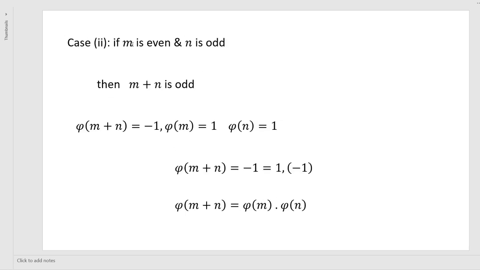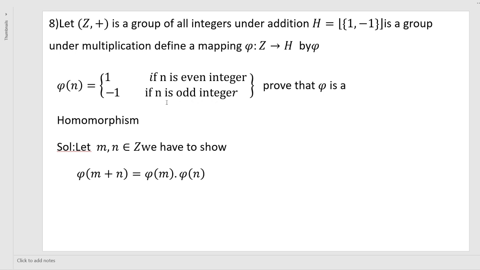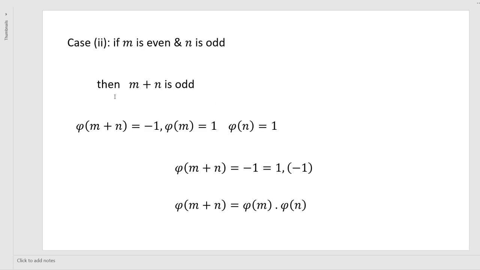Next, if m is even and n is odd, one number is even and one number is odd. The addition of even plus odd gives us an odd number. So m plus n is odd. If m plus n is odd, phi of m plus n is minus 1, because the function is defined like this: if n is an odd integer, then phi of n is equal to minus 1. So here, in place of n, m plus n is there. Phi of m plus n is equal to minus 1. And phi of m is 1 because m is even, and phi of n is minus 1 because n is odd. Phi of m plus n is equal to minus 1, and this can be written as 1 into minus 1.